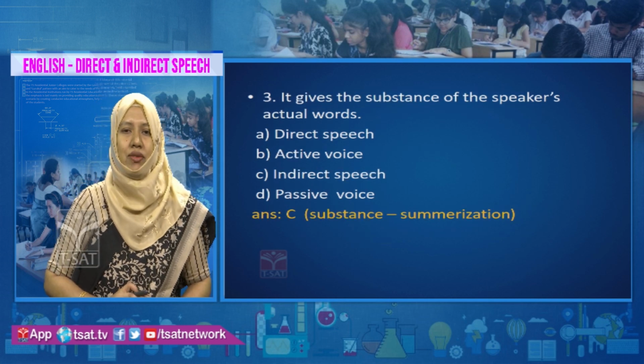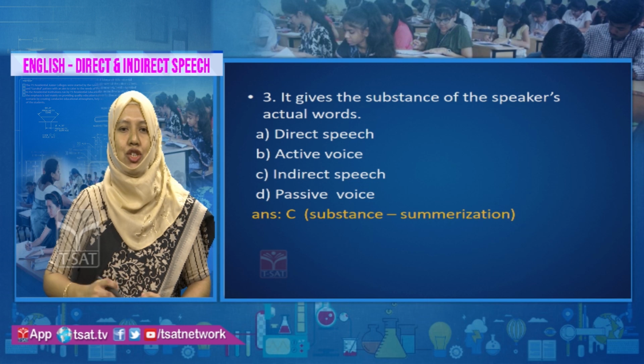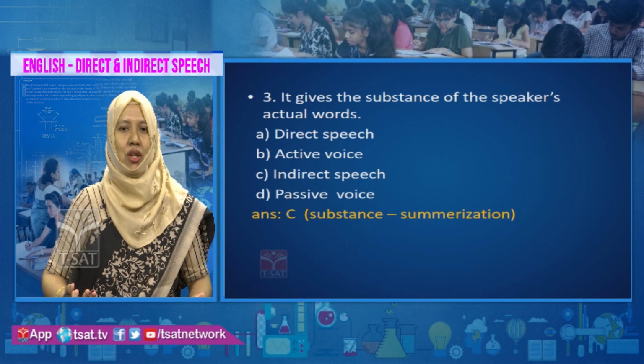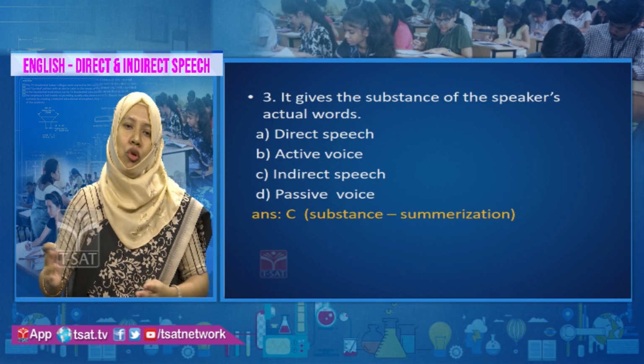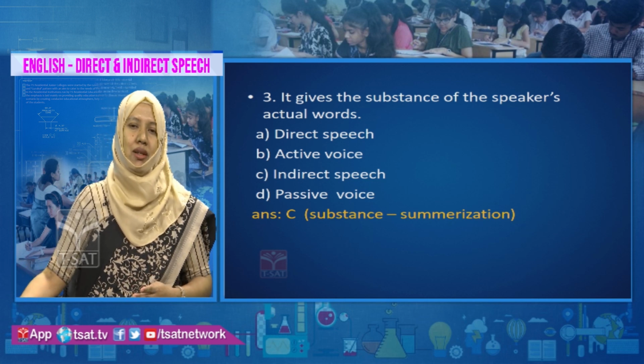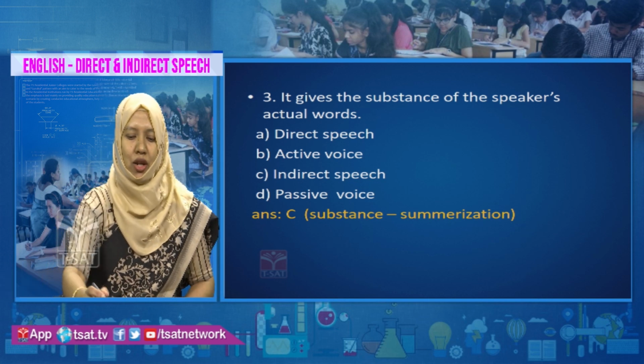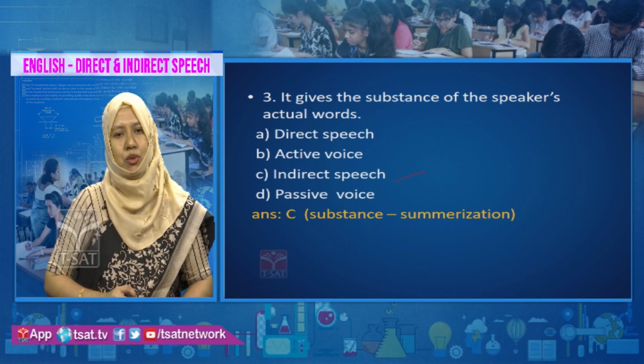Next question. It gives the substance of the speaker's actual words. Where is it used? In direct speech, active voice, indirect speech, or passive voice? The speaker's actual words are summarized in indirect speech. We report that so and so person said like this or told like this. So the summarization comes in indirect speech. The correct option is option C, indirect speech.